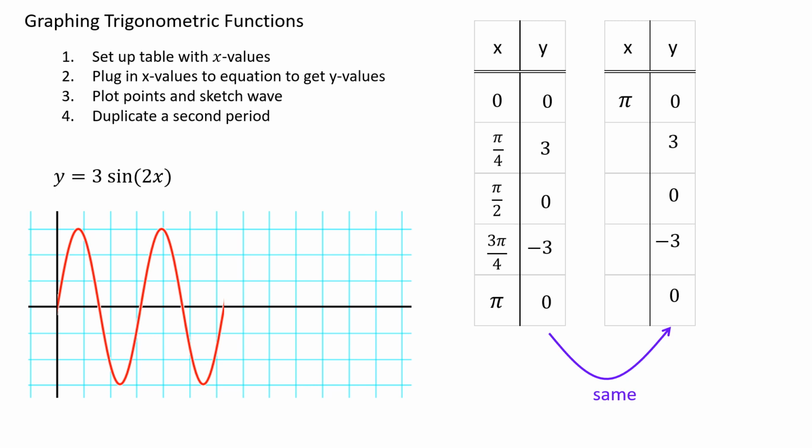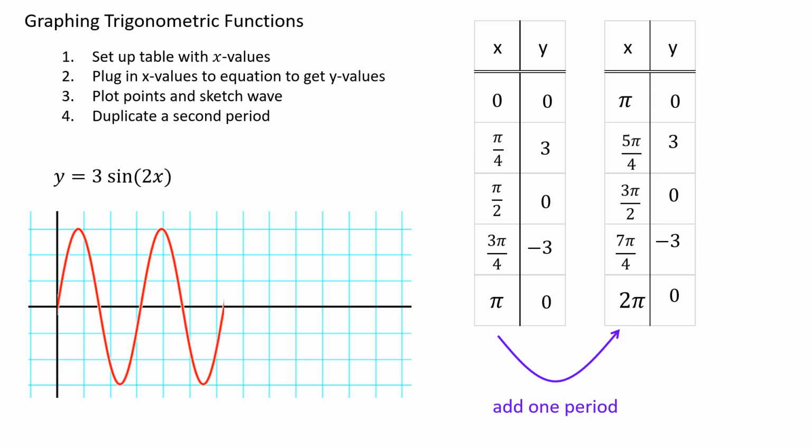After all, we're just repeating the same cycle, so there's no reason the y values will change. And add 1 period to the x values from the first table. Remember, in this particular problem, the period was pi. Here are all the answers I got when I added pi to everything. I'll show you one example.